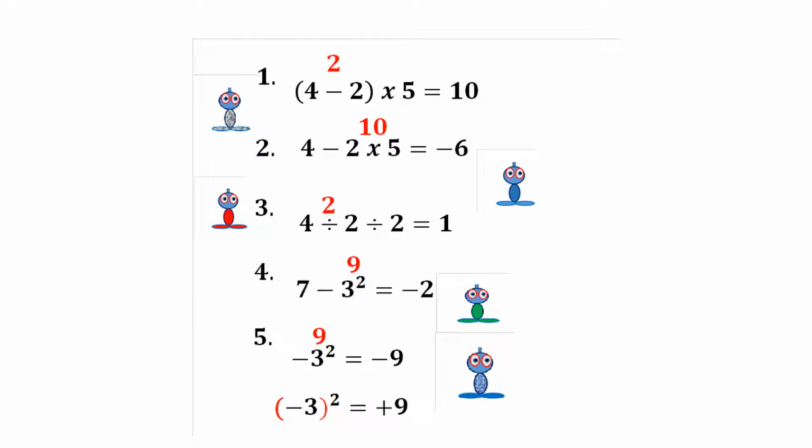Here we have some examples using the order of operations. Now, in our first problem, you have 4 minus 2 in parentheses times 5. So we must do what's in parentheses first. 4 minus 2 is 2. 2 times 5 is 10.